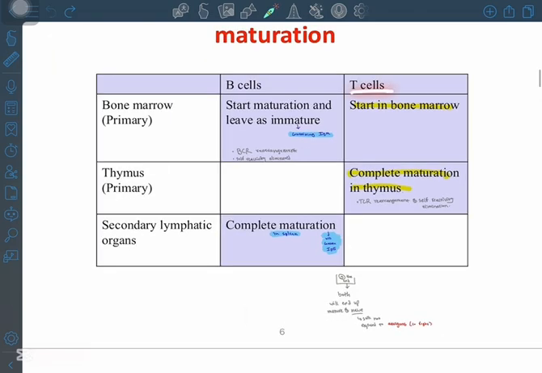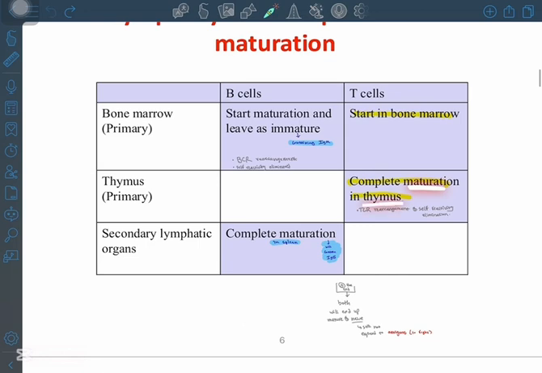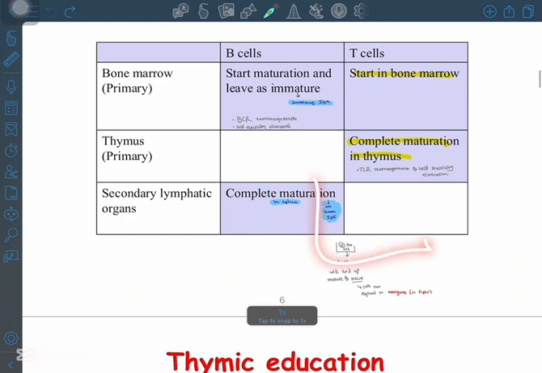Now, the T cell also starts in the bone marrow, but you can notice that it completes maturation in the thymus. And remember, the thymus is a primary lymphoid organ. So we can add another point: the B cell completes its maturation in a secondary lymphatic organ, while the T cell completes it in the primary, but in two different organs. The first one is the bone marrow and then the thymus, while the B cell uses both the primary and the secondary. As a result, both of them are going to leave the lymphoid organs as mature and naive.